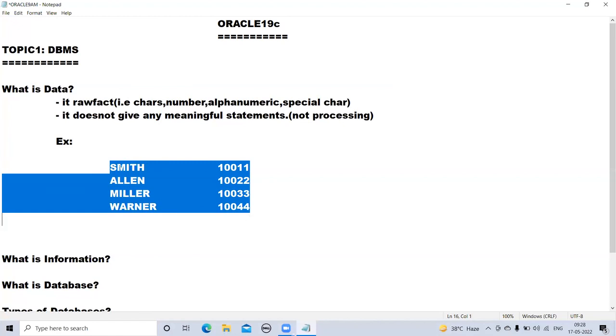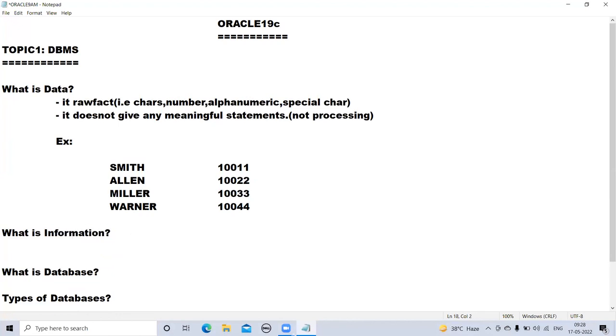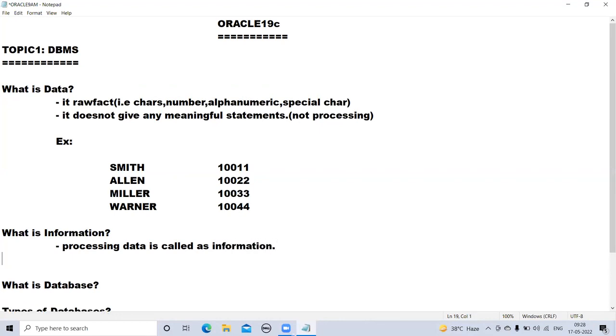So how can we make it meaningful data? For this purpose, the next word that people give us is called information. So what is information here? Simply we can say, processing data is called information. Information always gives us a meaningful statement, guys.